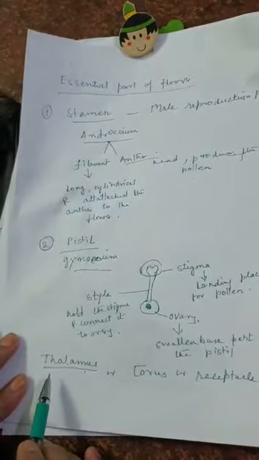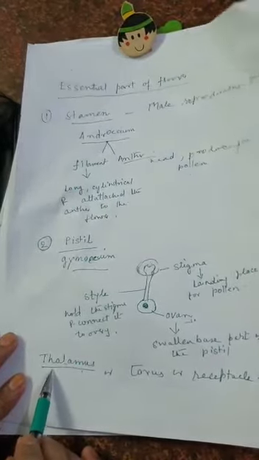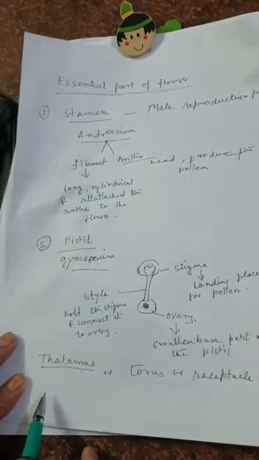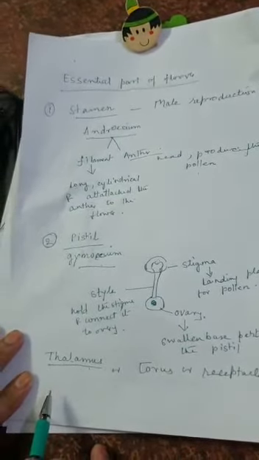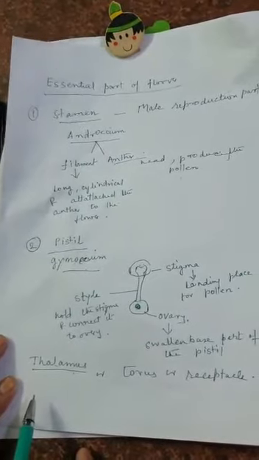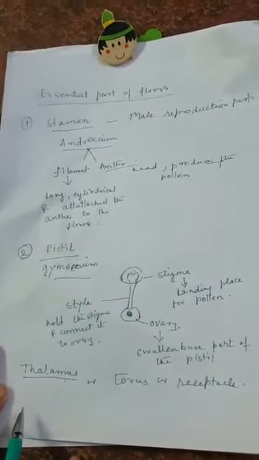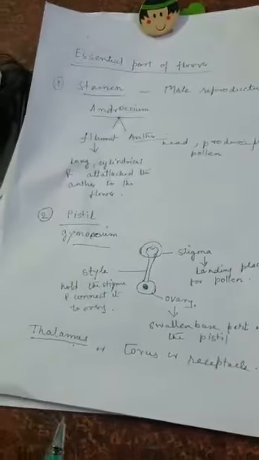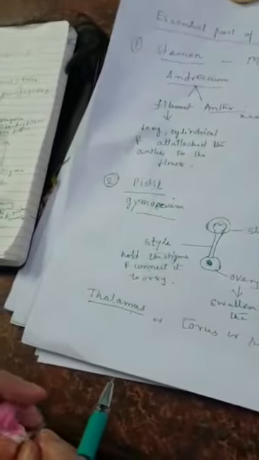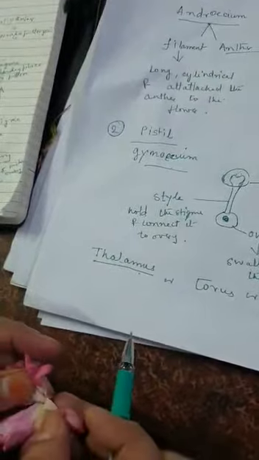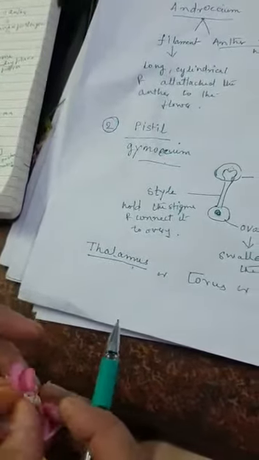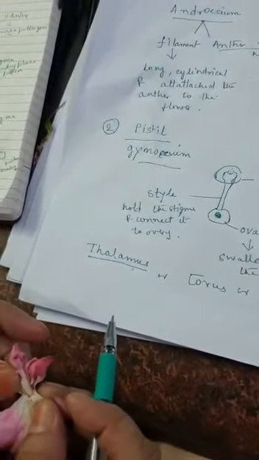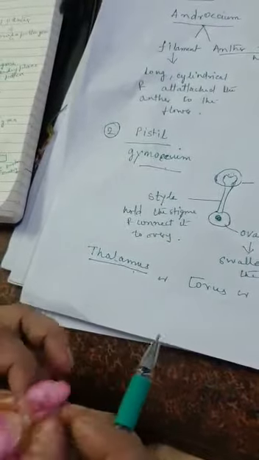Next part of the flower is thalamus. It is the terminal part of the pedicel on which the condensed axis of the flower or floral parts rise. That means on the receptacle or thalamus or torus, the whole part of the flower rises.